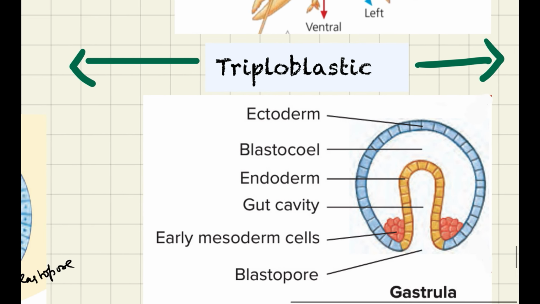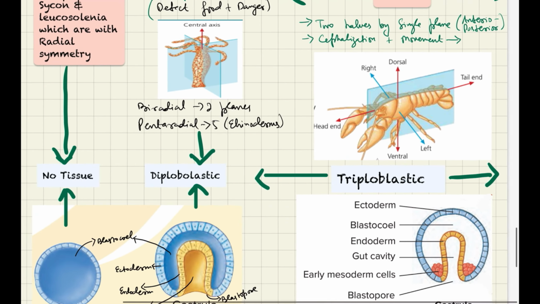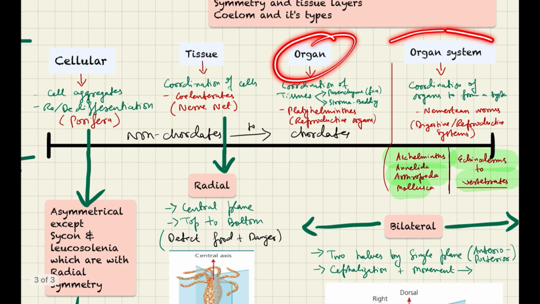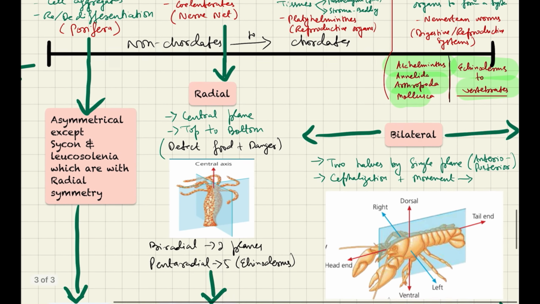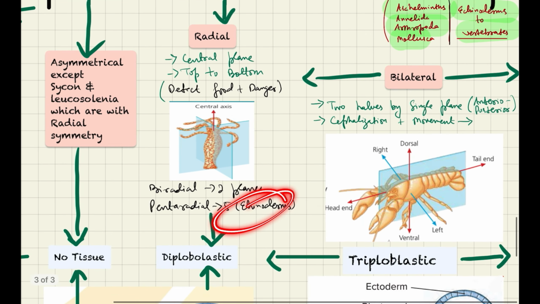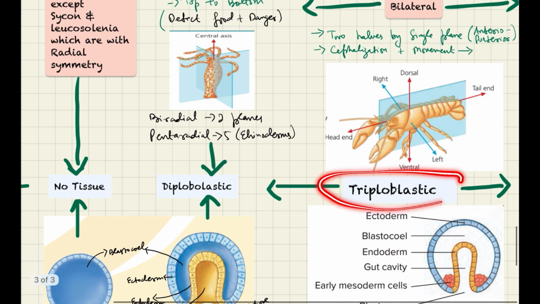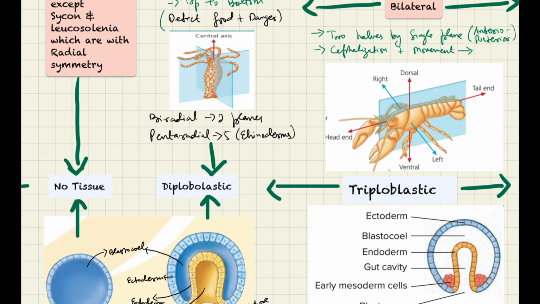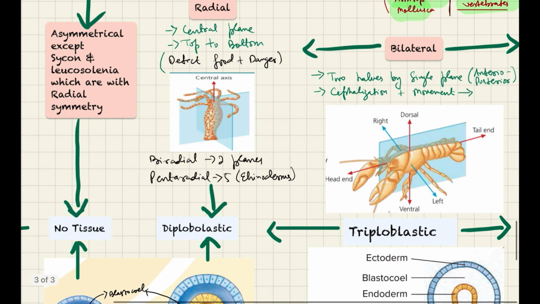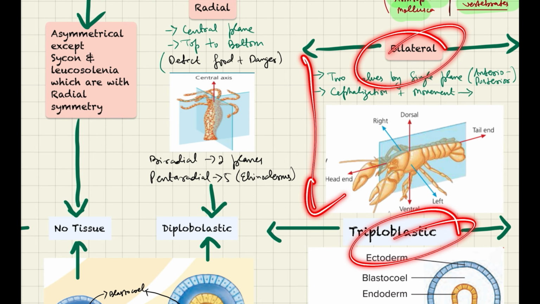Now let's come to the interlinkage. All the organisms having organ and organ system grade of organization have bilateral symmetry, except this; they are triploblastic. Just this is the interlinkage. We can also see that all the bilateral organisms are triploblastic. This is the interlinkage.